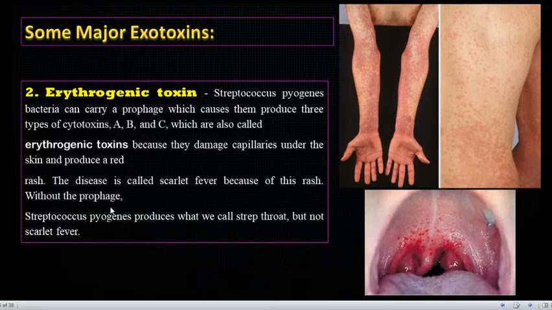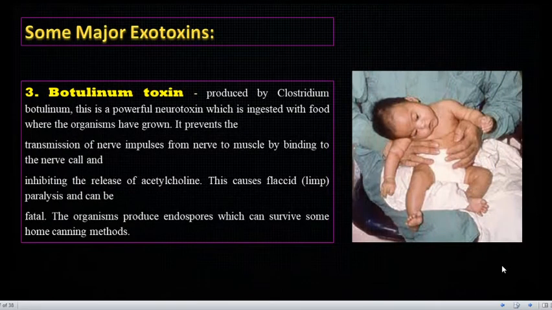Now, if there is no presence of the prophage, your Streptococcus pyogenes will still produce strep throat, but it will not produce scarlet fever. The scarlet fever will only be induced with the presence of your prophage. Okay? Next. You have your botulinum toxin.